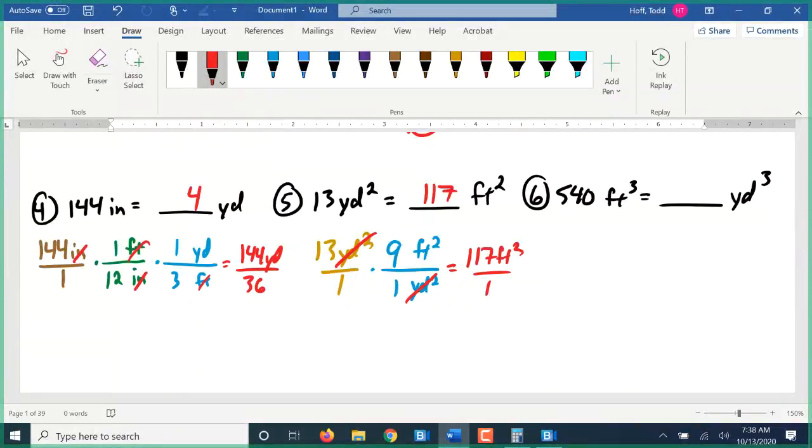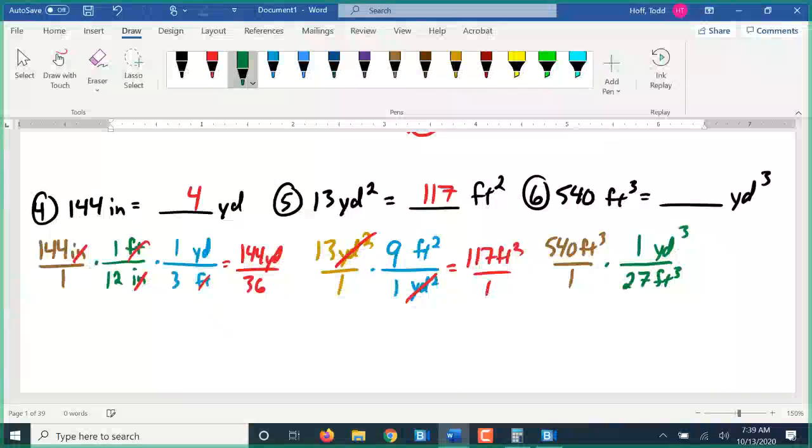And finally, 540 cubic feet going into cubic yards. We're going to put cubic feet on bottom so they cancel out. Cubic yards on top. 1 yard is 3 feet. 1 cubic yard is 3 cubed, or 27 cubic feet. Cubic feet cancel out. 540 times 1 cubic yard. 540 cubic yards. 1 times 27 is 27. 540 cubic yards divided by 27 is 20. Any questions on any of those?